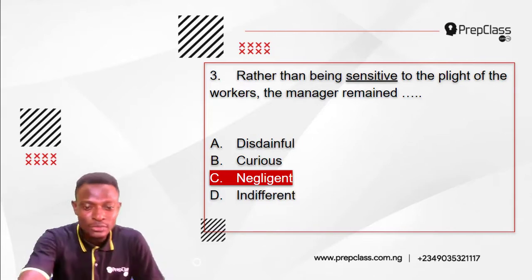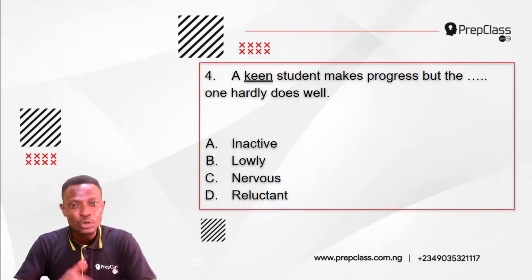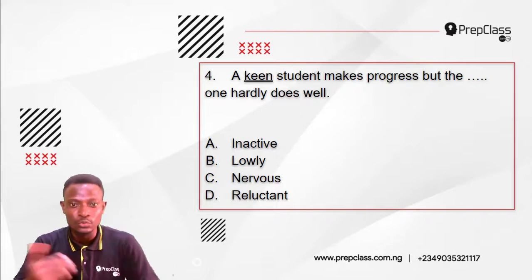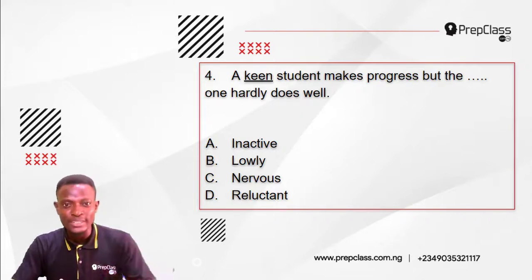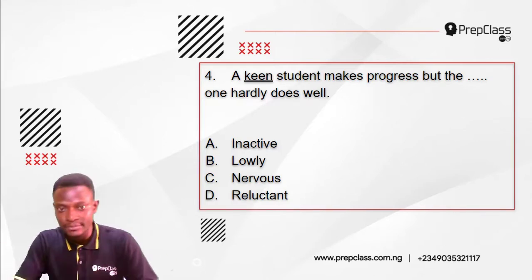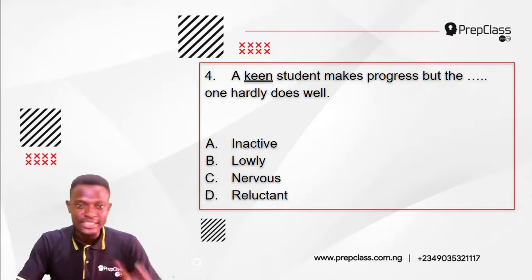Alright, moving on to the next question, question 4. A keen student makes progress, but the dash one hardly does well. The underlined word here is keen. So we have to select the option that is the most nearly opposite in meaning to keen. Option A, inactive. Option B, lowly. Option C, nervous. Option D, reluctant.